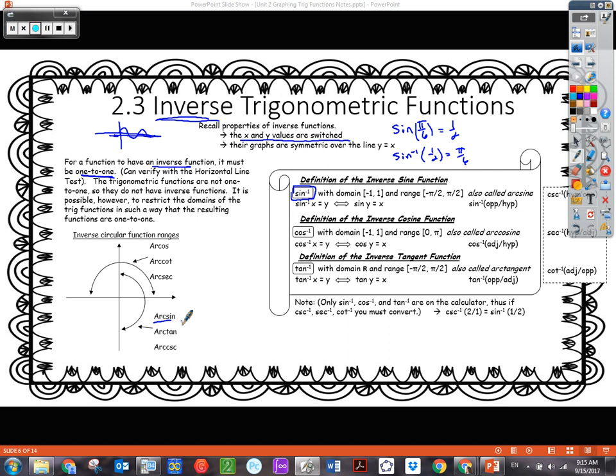Because this is like a sine graph. If I were to switch the x's and the y's, what would happen? All these x values, like pi over 6 and pi over 2, would be up here, and we would have a graph that looks like that. And that is definitely not a function. That's a relation. So I want you to really focus on the fact that these arc functions have a function hat when they're a function, and a relation hat when they're a relation.